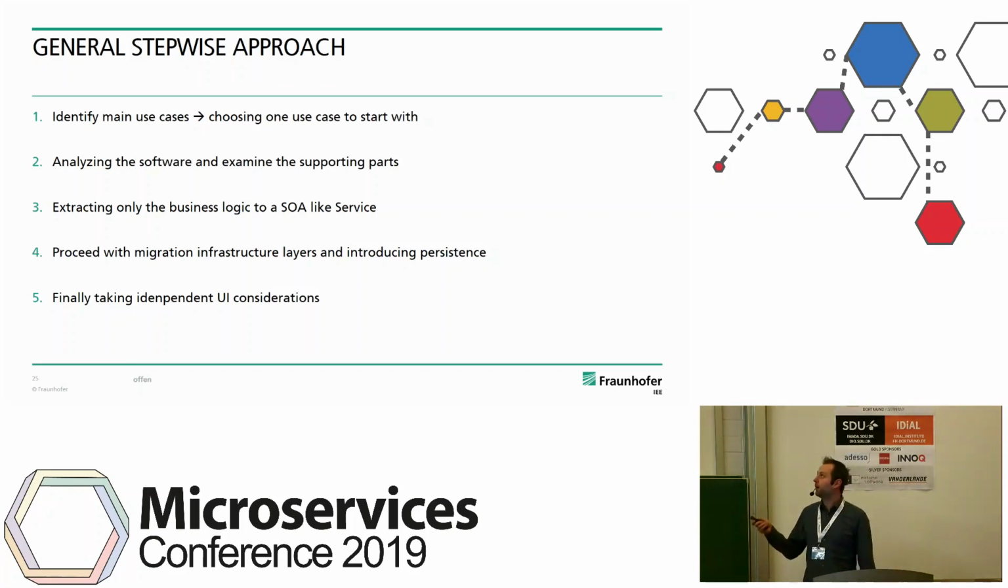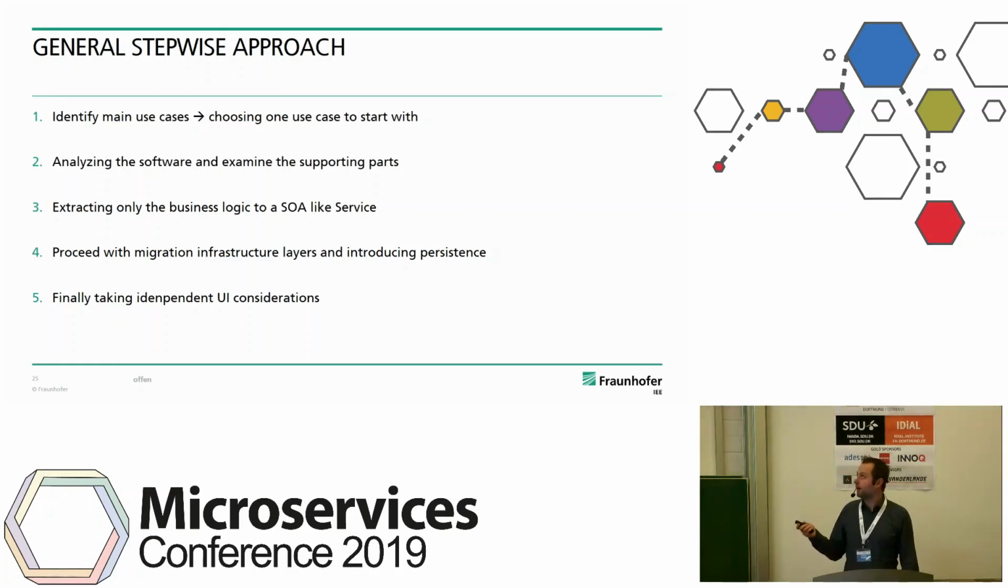What I mean by main use cases is more or less the same as what Eberhard Wolf said on the first day about identifying the bounded contexts. But yes, when you identify the bounded contexts, you have to see what your data model and domain model are. So perhaps start with use cases you already have, and try to figure out the main things your users work with. And then analyze your software according to the use cases and the chosen use case, and examine the supporting parts of your software.